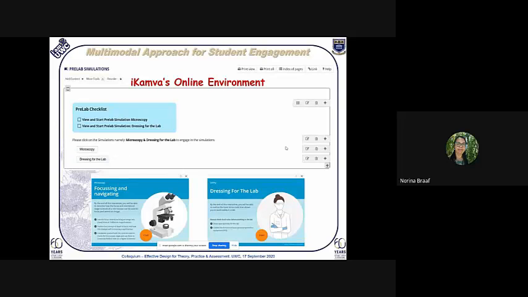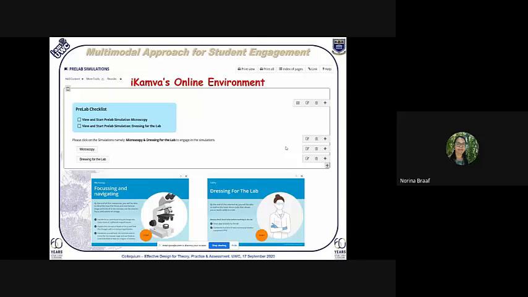For my second year class, as a start of the module, I incorporated the pre-laboratory practical simulations that were appropriate for my module, namely microscopy and the dressing for the lab simulations, the interface for which can be seen at the bottom of the slide. Students were required to successfully complete the simulations prior to them engaging with the physical practicals.